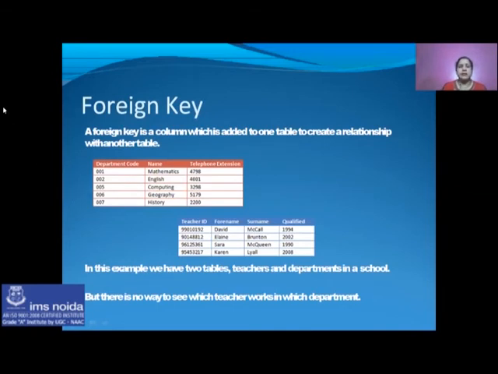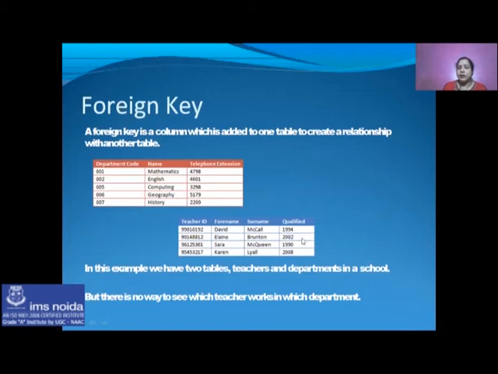Next one is the foreign key. Whenever we have to establish a relationship among more than one table, there is a need for a foreign key. We want to give a reference to the other table. If we consider this example of department and teacher, if we look at the department table and the teacher table, there is no correlation. These two tables are in isolation.